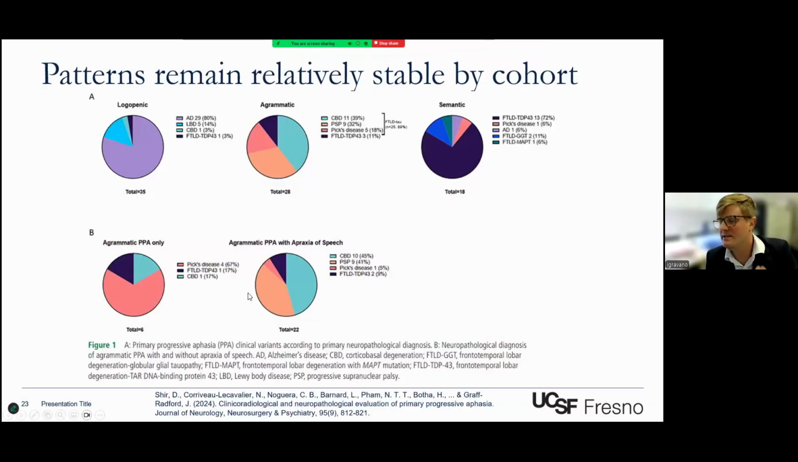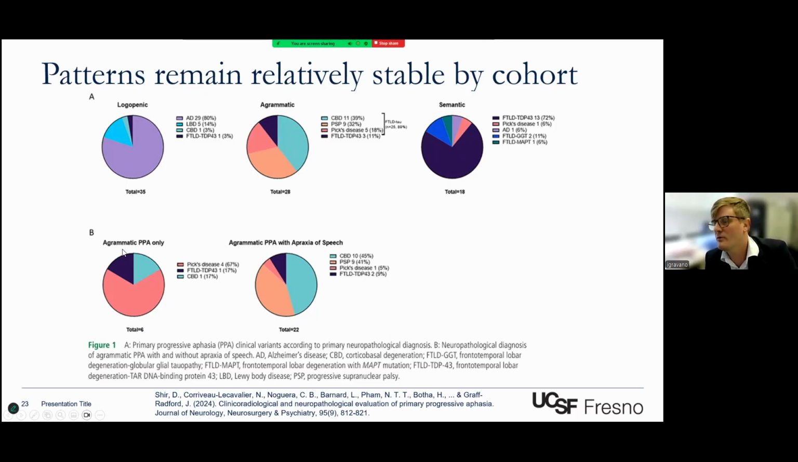Okay, this is not just a one-off research publication. This does seem to hold true in other research cohorts. So logopenic, again, mostly Alzheimer's, agrammatic, mostly 4R tau, CBD, and PSP underlying pathologies, and semantic mostly TDP-43 type C.